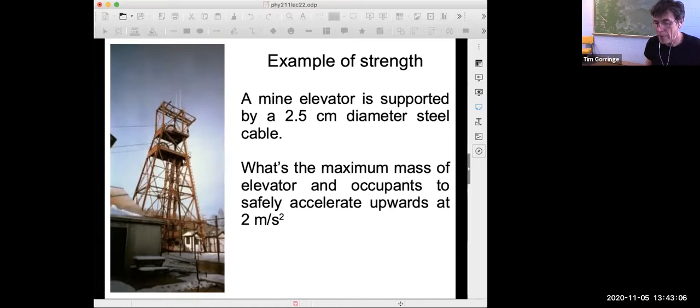And so we're going to imagine that our elevator is going to accelerate upwards at 2 meters per second squared. I took this number from Patterson Office Tower accelerations, actually, and we're going to figure out the maximum mass of the elevator and its occupants. We pile in more people to increase the mass. What's the maximum mass of the elevator and occupants before that Patterson Office Tower cable is going to snap on us?